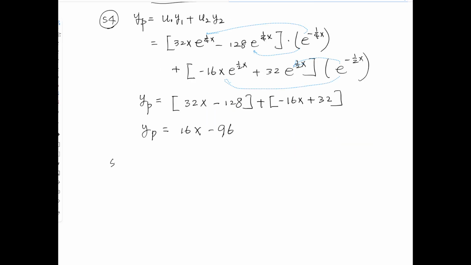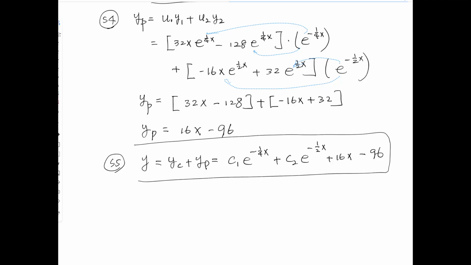So finally we have y equals yc plus yp, that is c1 e to the negative 1 over 4x plus c2 times e to the negative 1 over 2x plus 16x minus 96. That's our solution.